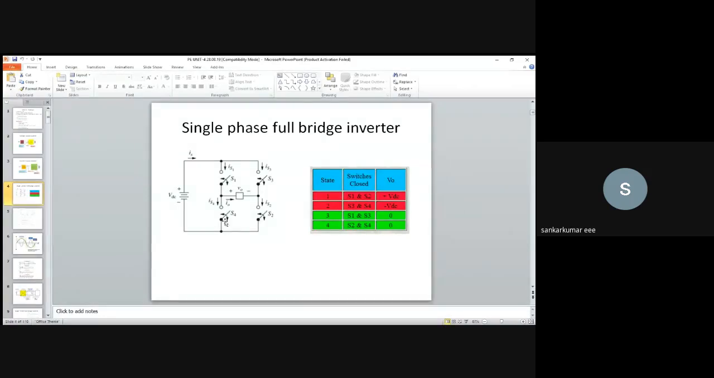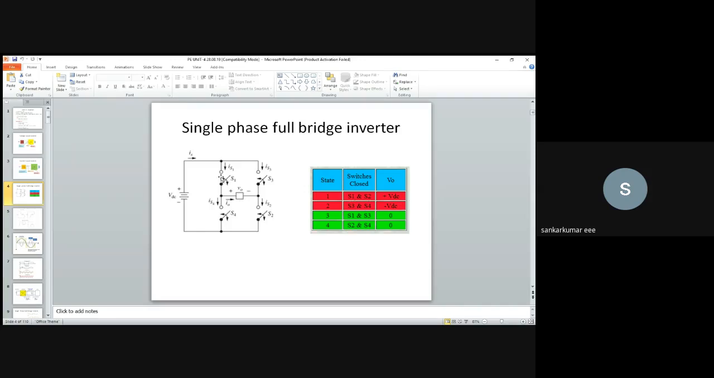By using these four switches, S1, S2, S3, and S4, with proper turning on and turning off, we can obtain AC across this load. VDC is the input voltage, and V0 is the output voltage. This VDC is converted into AC by the turning on and turning off process of these four devices. Here we have the possible combinations of turning the switches on and off. If S1 and S2 are turned on, we get the positive half cycle.